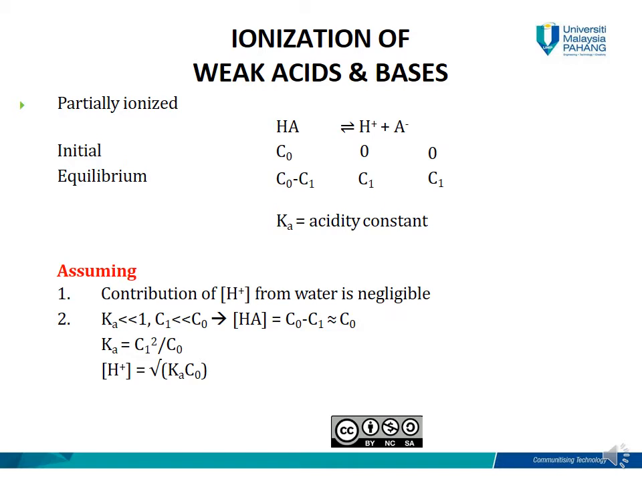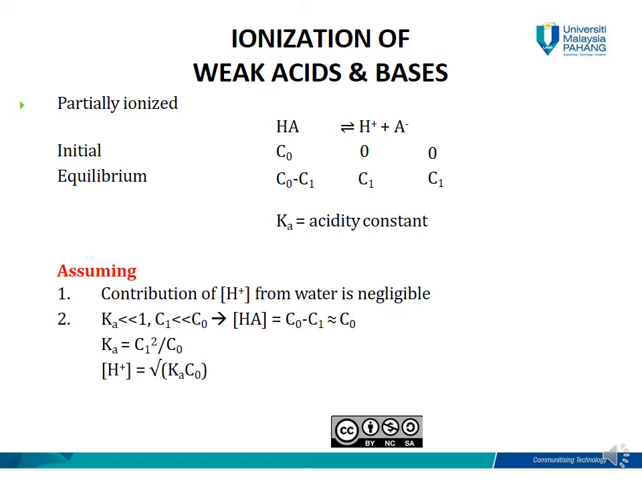Okay, so in this case, Ka is the acidity constant. So you need to know that we still use this K value to solve this problem. In this stage, you must do assumption. What is the assumption? First one is contribution of H plus from water is negligible, because as you know, water is a pure liquid and we can ignore the value of concentration of water. Second one is you need to know also that the Ka, the acidity constant, is much less than 1. So what we can estimate is that C1 is much smaller than C naught.